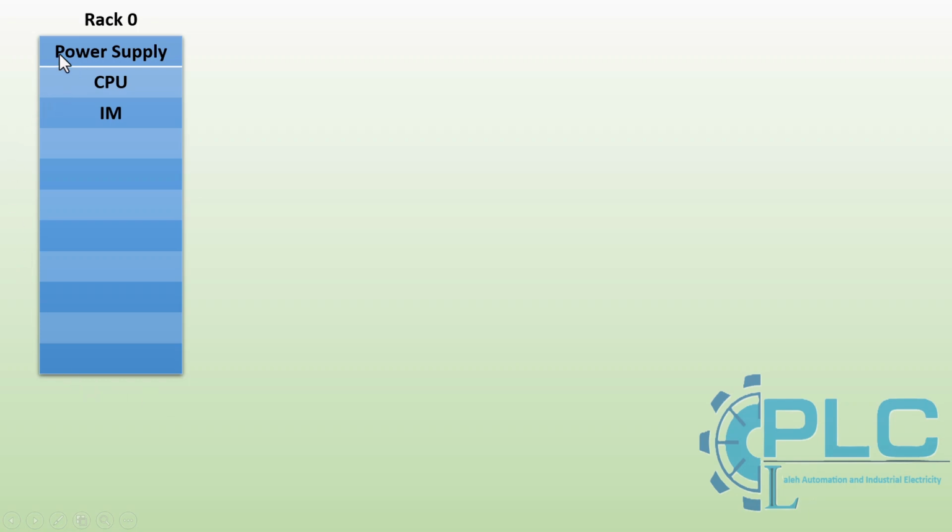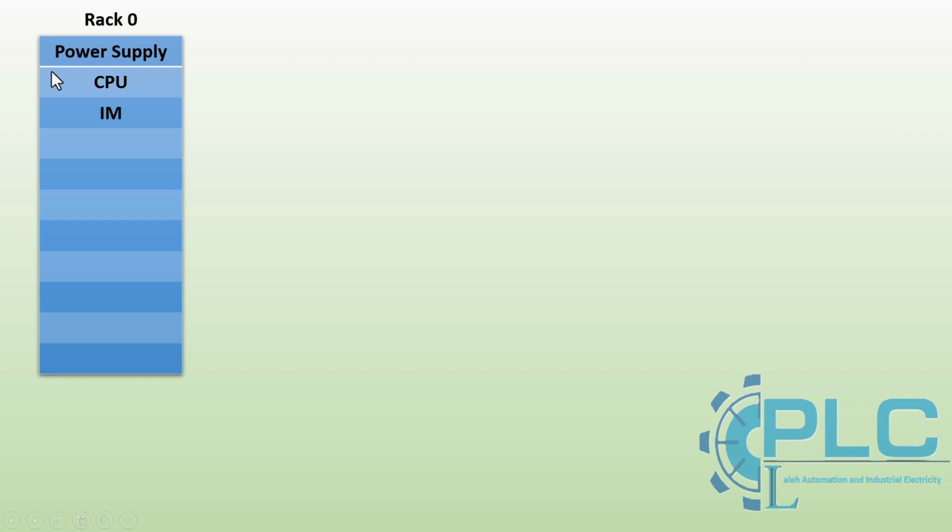Slot allocation rules. Slot 1: power supply module, optional. This slot is reserved for the power supply module. It is optional. You can leave this slot empty if an external power source is used.